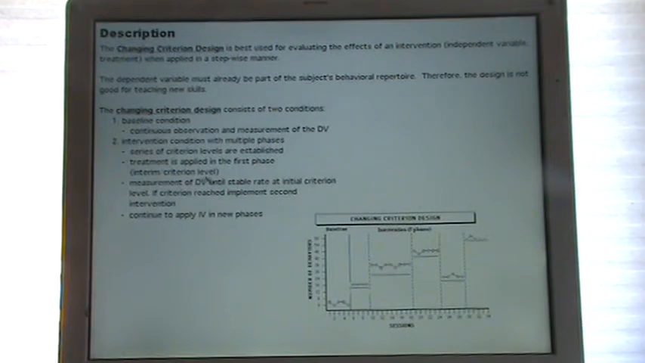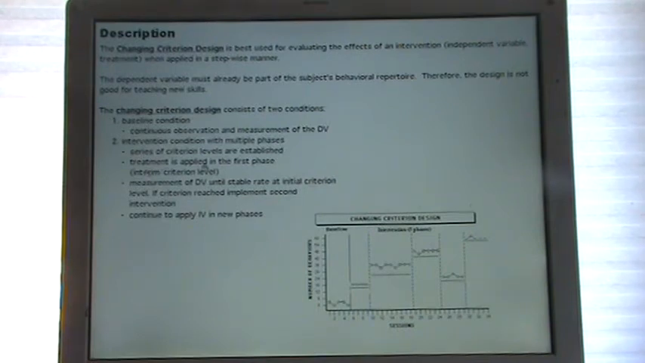Now here's how the design works. A series of criterion levels are established. So the researcher says, okay, it looks like an average of 3 or 4 appropriate vocalizations. So we're going to intervene and set a criterion level in phase 1, and we want it to be about 15. And then once it gets to about 15, we're going to try and get it up to about 35 or something like that. And then we're trying to get it up to about 40 or something like that. So the researcher establishes these criterion levels.